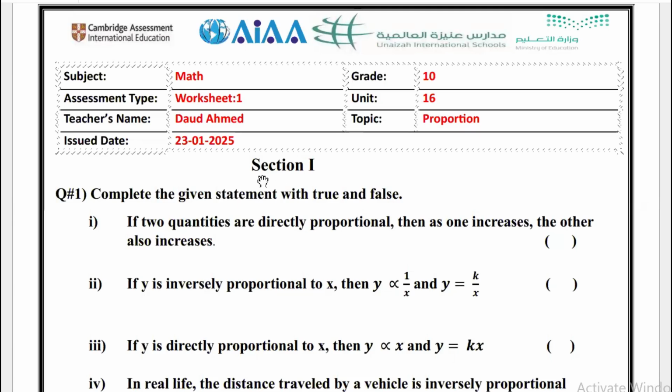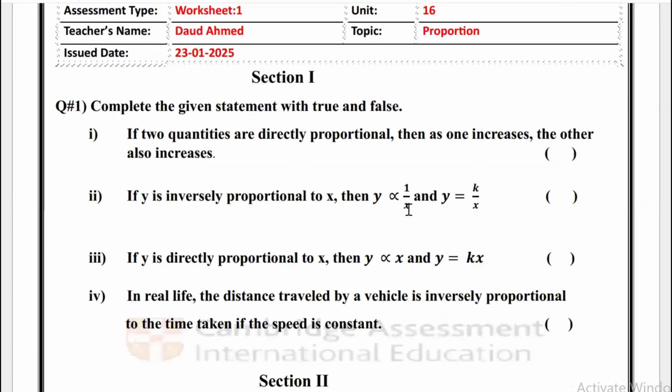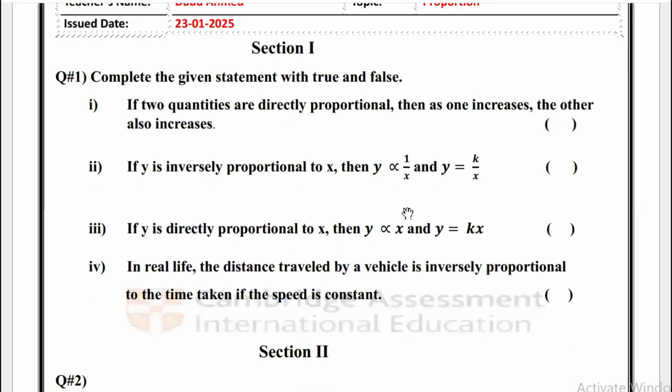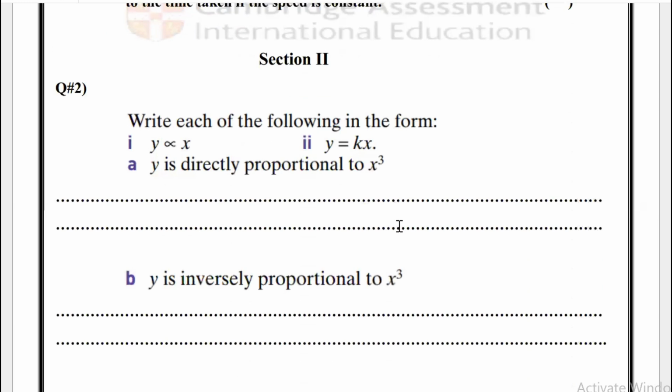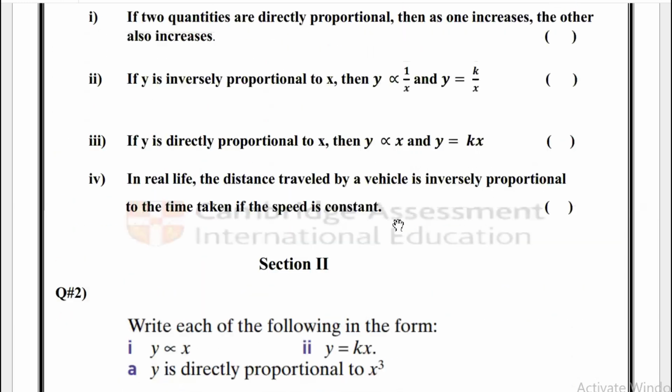Today in this video we'll discuss the worksheet solution of topic proportion. First of all we'll discuss questions related to true false. Later on we'll discuss a few short questions, and then at the end a long question as well.